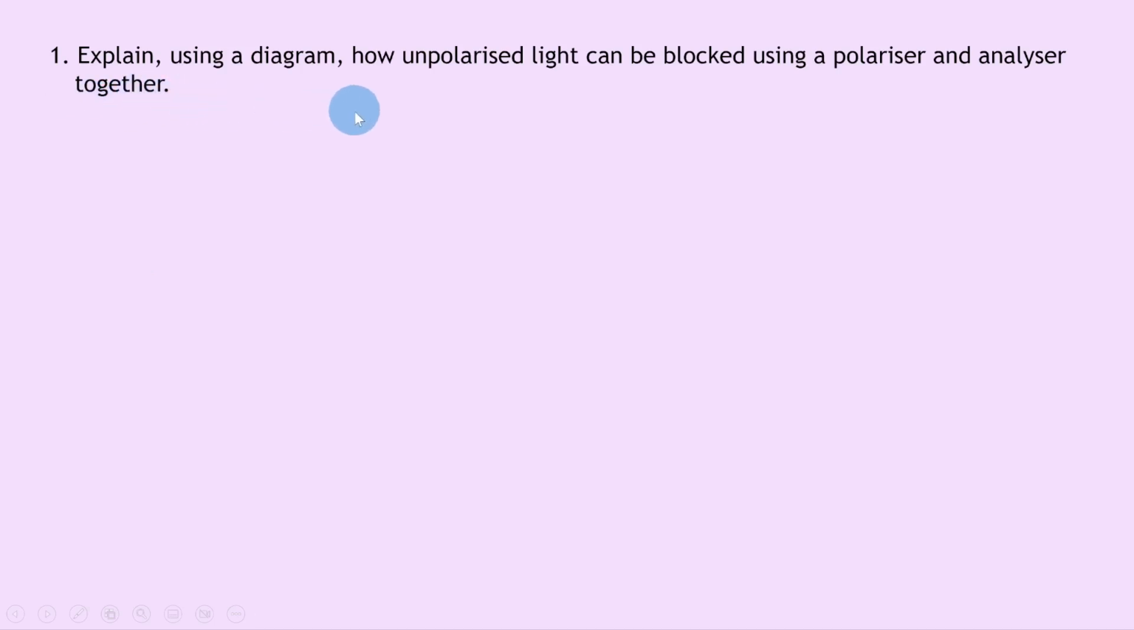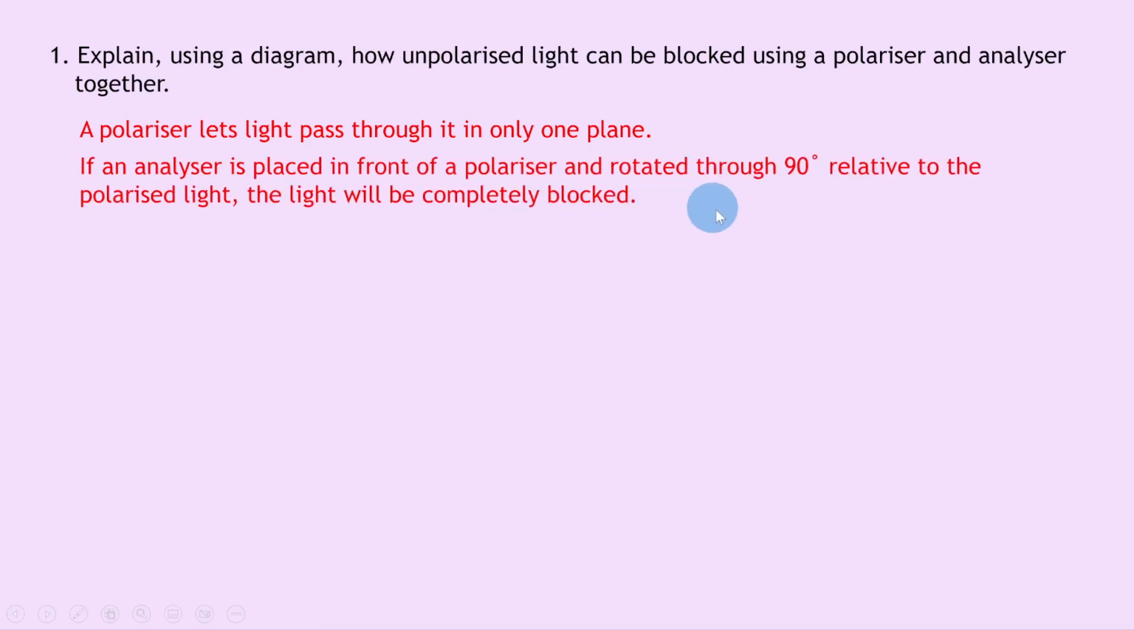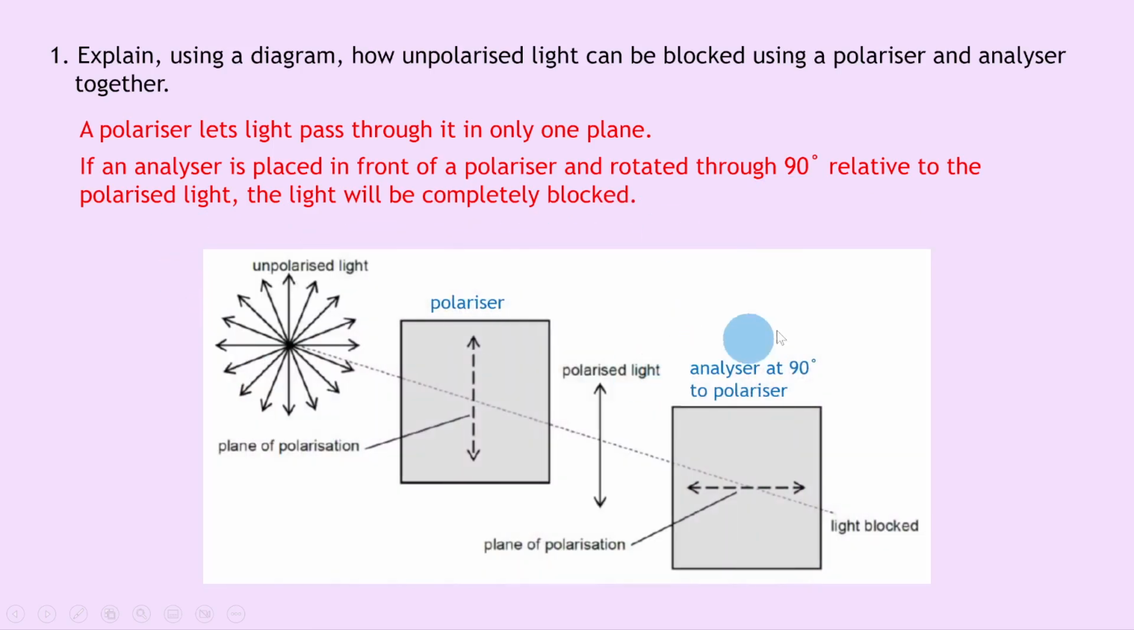So let's get going. Question 1 says to explain using a diagram how unpolarised light can be blocked using a polarizer and analyzer together. Well, firstly we could say that a polarizer lets light pass through it in only one plane. If an analyzer is placed in front of a polarizer and rotated through 90 degrees relative to the polarised light, the light will be completely blocked. And our diagram would look something like this, which we saw in the notes.